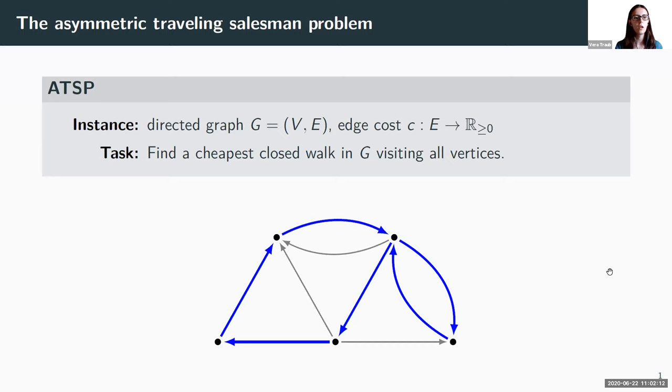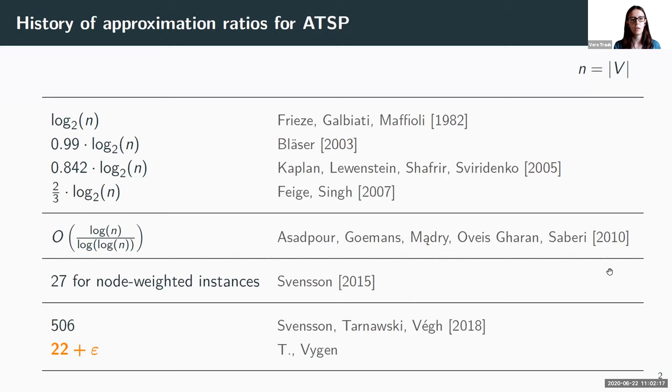What do we know about this problem? There is a very classical cycle covering algorithm, which gives a log_2 n approximation algorithm, where n is the number of vertices of the graph. This is already from the 1980s by Frieze, Galbiati, and Maffioli. And then there has been a line of work improving the constant factor in front of the log n. So this already shows that it has been quite difficult to improve over this order of log n approximation ratio.